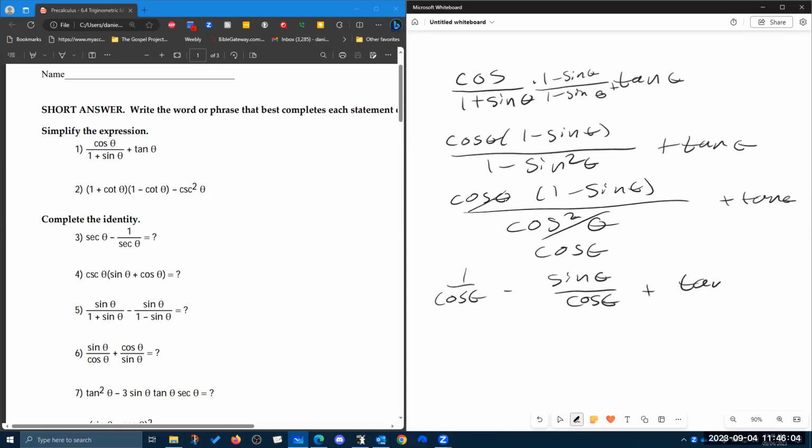plus tangent. 1 over cosine is secant. Sine over cosine is tangent. And a negative tangent and a positive tangent make a 0. And this simplifies down to be secant.